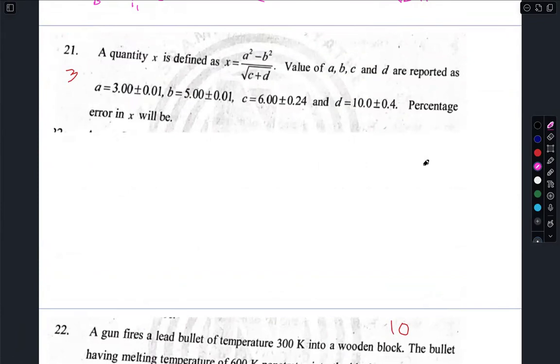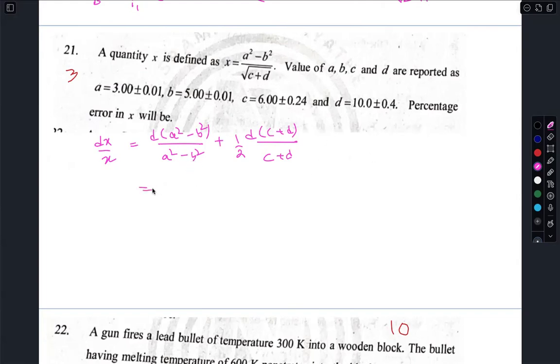A quantity X is defined as X is equal to A square minus B square by root C plus D. See, actually these questions, the average student also can comfortably do. So we should be very keen in this. dx by x is d of a square minus b square by a square minus b square plus half d of c plus d by c plus d. It's like x square minus y square by some root z kind of thing, right?